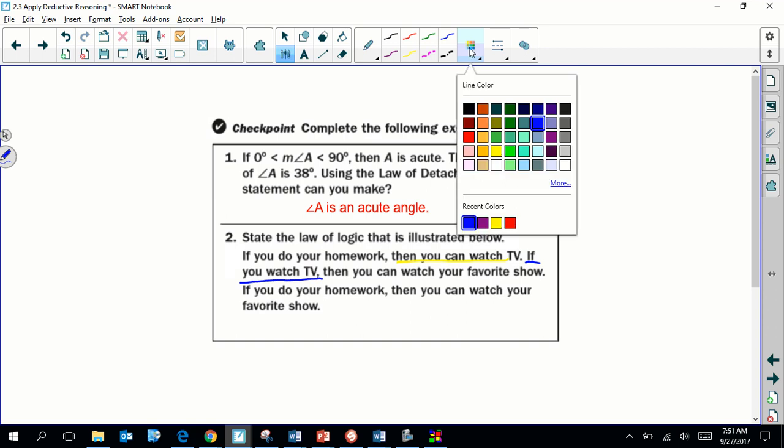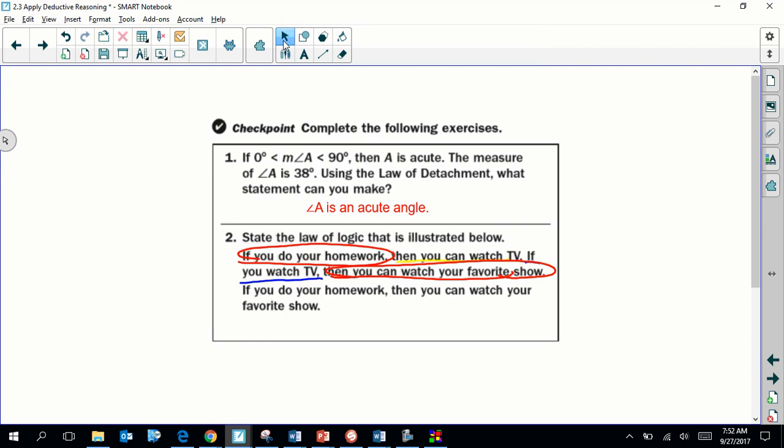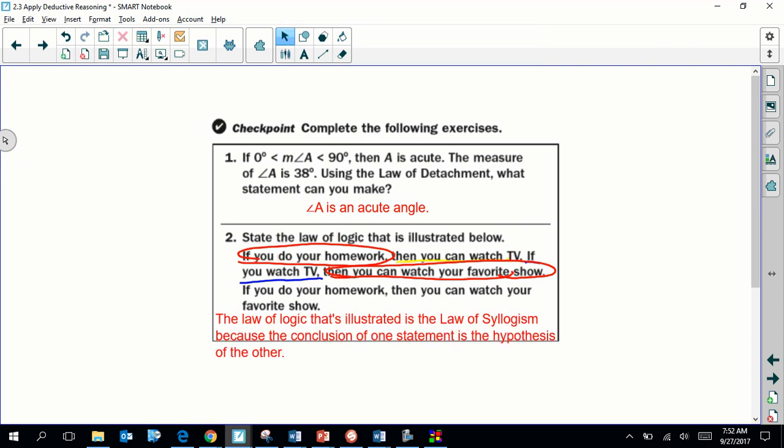Because those two things match, I can take this hypothesis and this conclusion and create a new statement. The law of logic that's illustrated is the law of syllogism, because the conclusion of one statement is the hypothesis of the other statement. So that is how we're identifying the difference between the law of detachment and the law of syllogism.